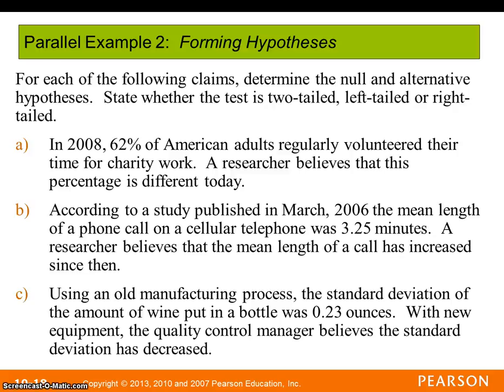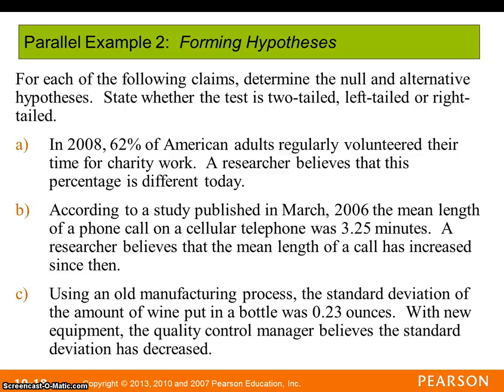So here's an example. For each of the following claims, determine the null and alternative hypothesis and state whether the test is two-tailed, left-tailed, or right-tailed. In 2008, 62% of American adults regularly volunteered their time for charity work. A researcher believes that this percentage is different today. So in this case, the null hypothesis would be that the percent of Americans who volunteer is equal to 62%, and the alternative hypothesis would be that the percentage of volunteers is not equal to 62% anymore because it's changed.